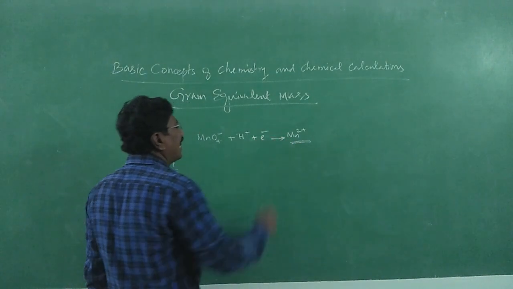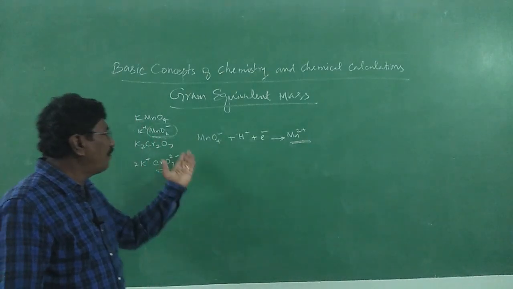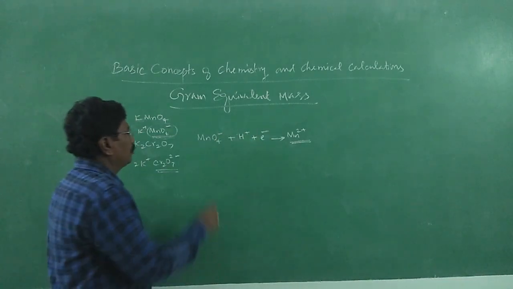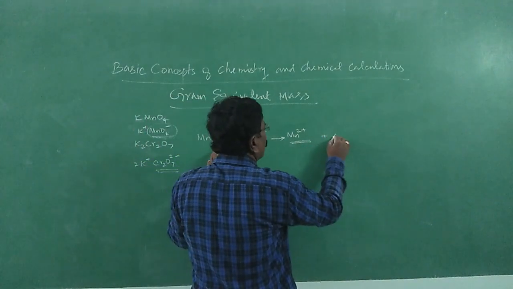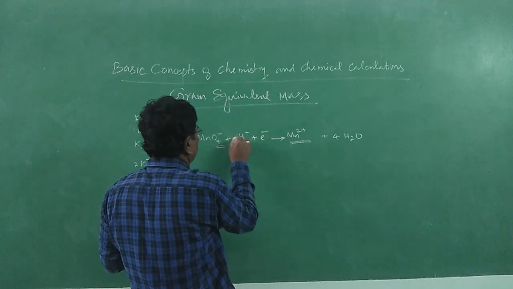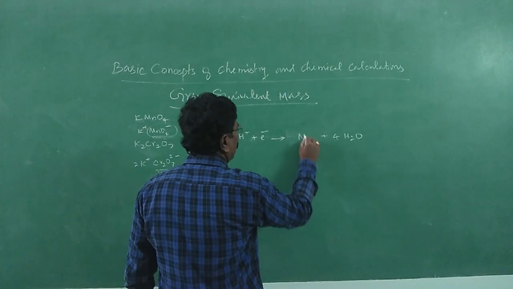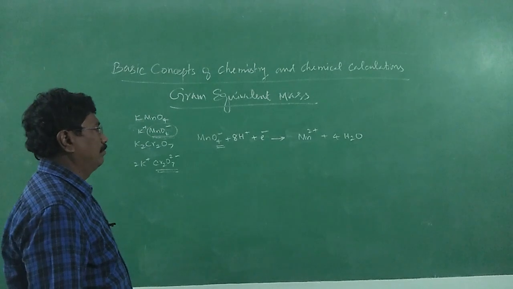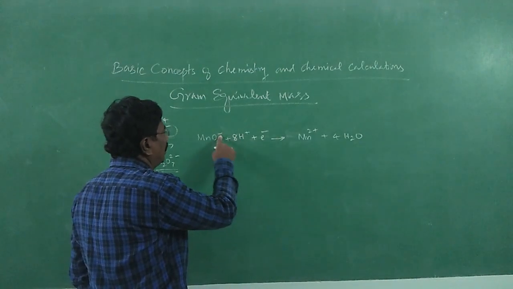Whenever a substance gains electrons, we say it is getting reduced. Only if it gets reduced can it act as an oxidizing agent. So MnO4 has 4 oxygen, therefore we should get 4H2O. 4H2O means 8 hydrogen, therefore 8H plus. I think it is a balanced equation. Only the electrons have to be balanced. How? Totally we have 8 plus and minus 1, that is 7.